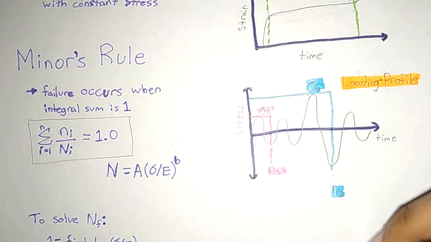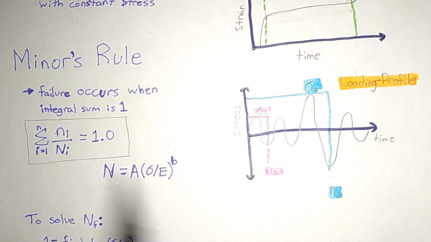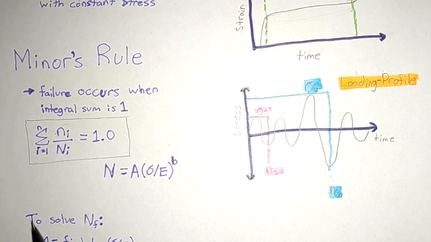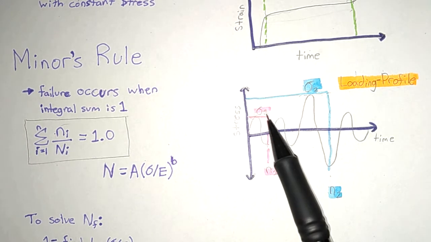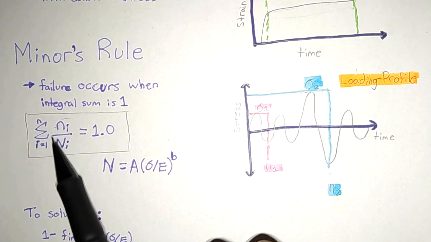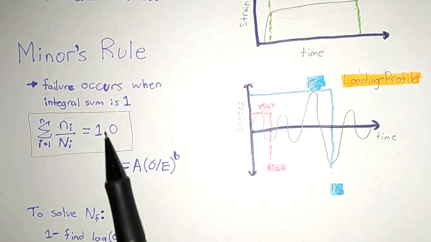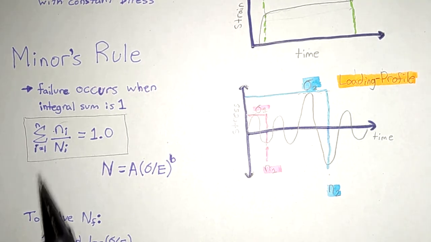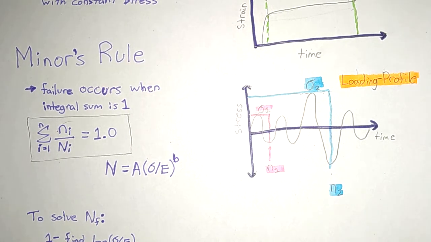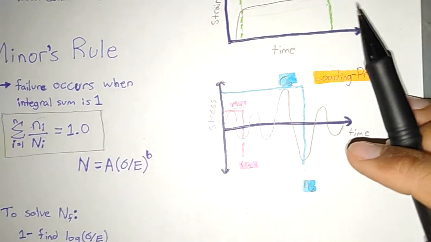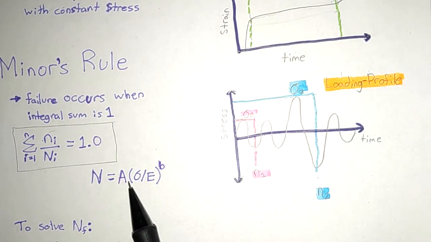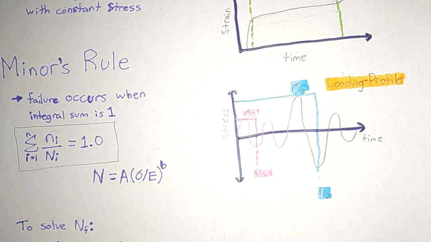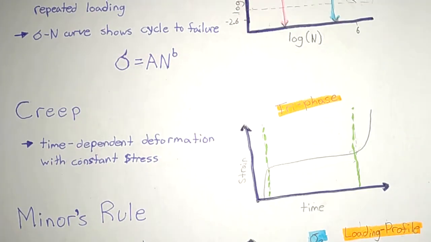Well, Miner's rule states that failure would occur when you sum the individual fatigues, in this case n over N cycles, to give you 1. When all these sum to 1, you're going to have a failure. So as an example, just quickly, N is going to be equal to A times the stress over E to the power of B. You can see that's going to be another rearrangement of the previous equation over here, but in a different format.